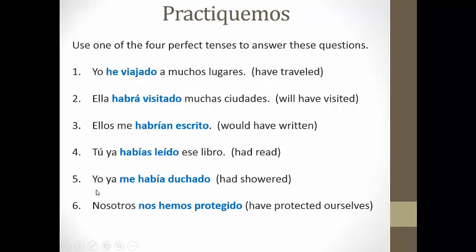Okay, 5 and 6 had pronouns to worry about. So I had already showered. Me había duchado. And we had protected ourselves. Nos hemos protegido.